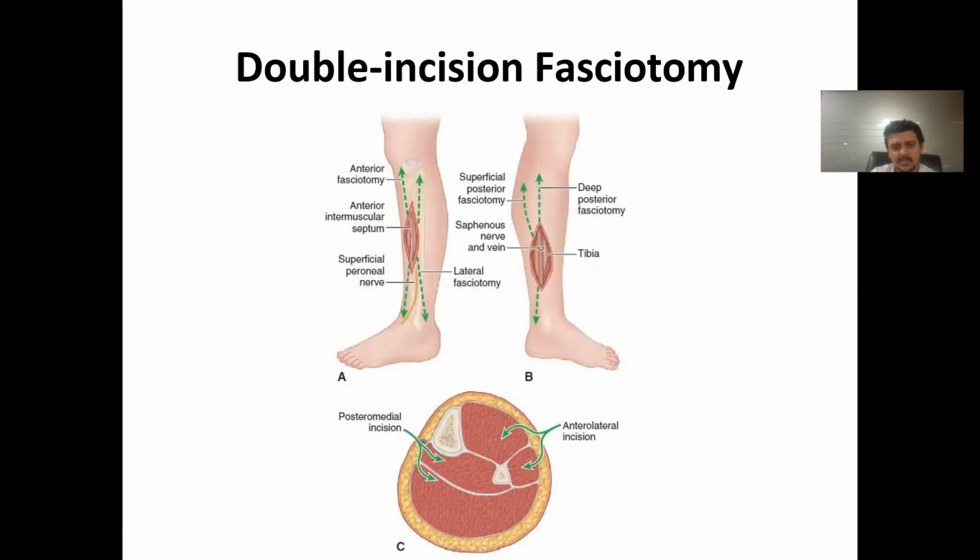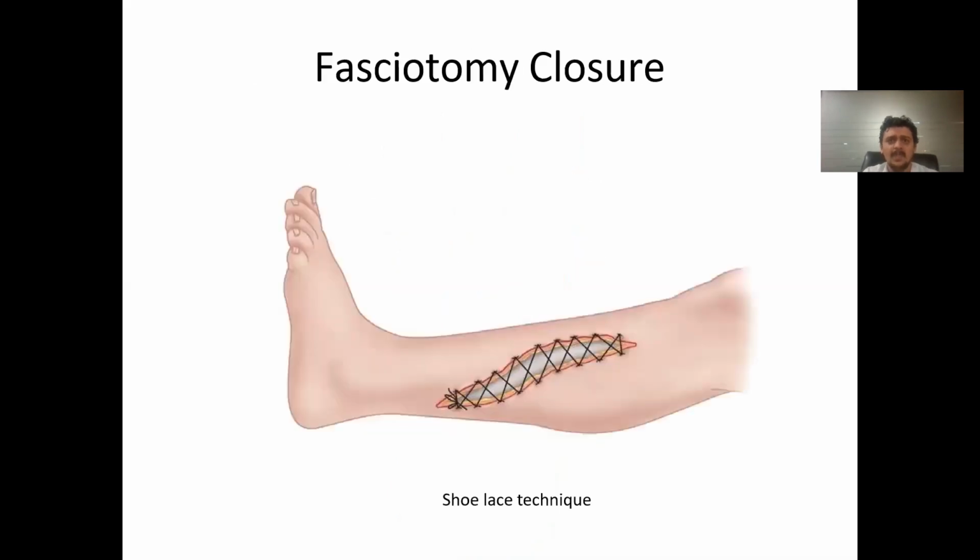The third described is the fibulectomy. You just have to remove the fibula around the head of the fibula, and all compartments will automatically get released. Now, this is the typical fasciotomy closure. This technique is called the shoelace technique. It is like how you tie your shoe. It is kept open so that the fluid which is collecting inside can come out.